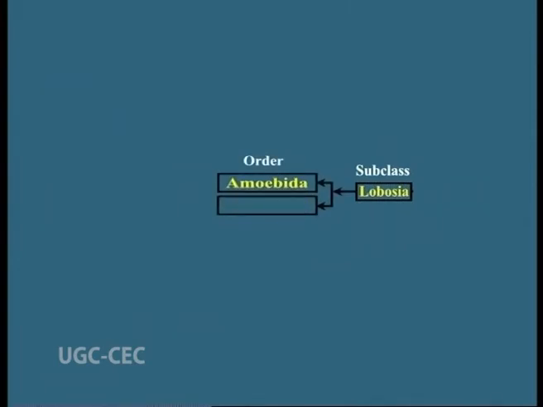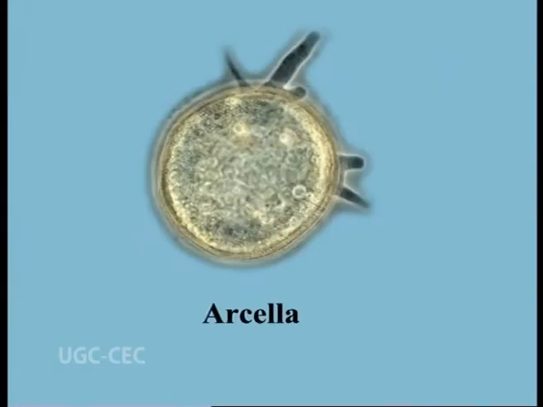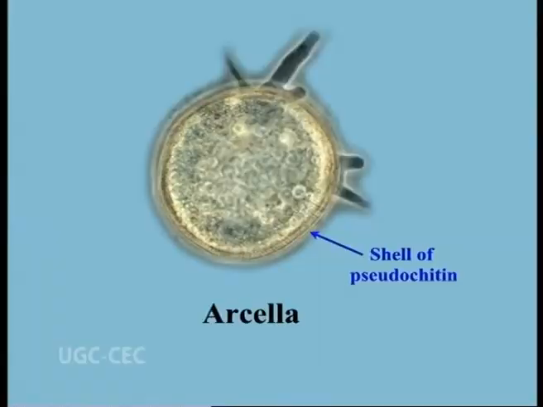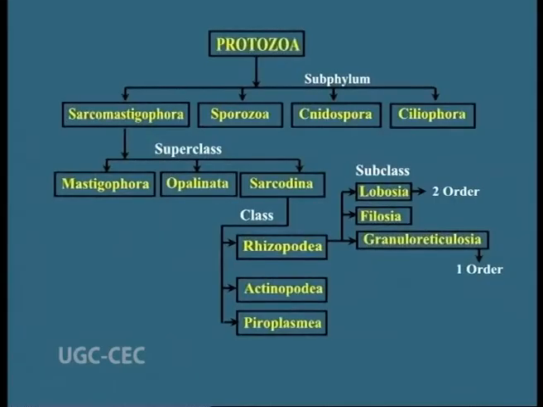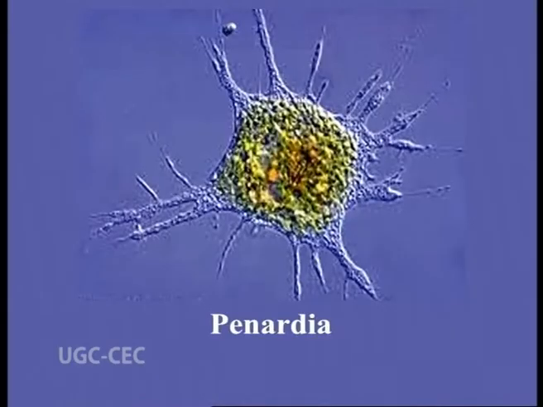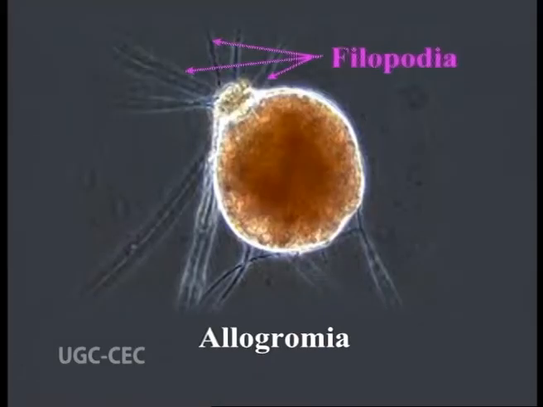Order Arcellinida. Examples are Arcella, Difflugia and Euglypha. Body encased in one-chambered shell of pseudochitin. Pseudopodia come out through a definite aperture. They are free-living, mostly in freshwater. Subclass Filosa. Examples are Allogromia and Pinardia. Pseudopodia as filopodia. Body naked or with shell, contains single aperture.